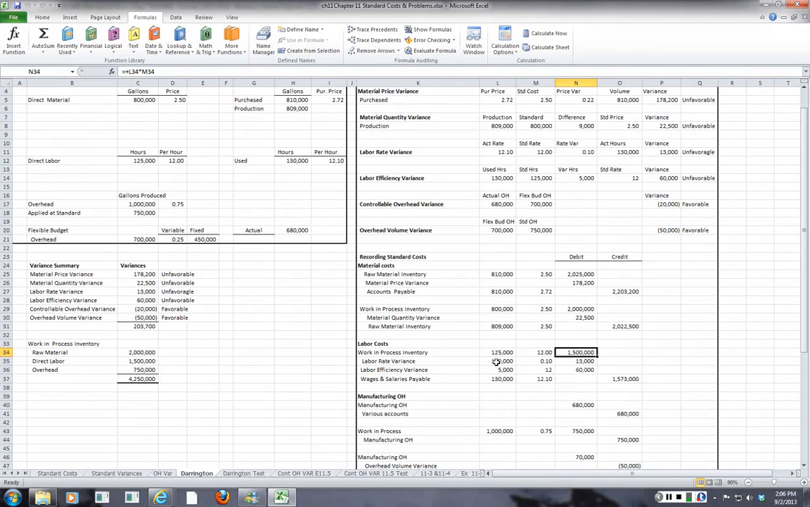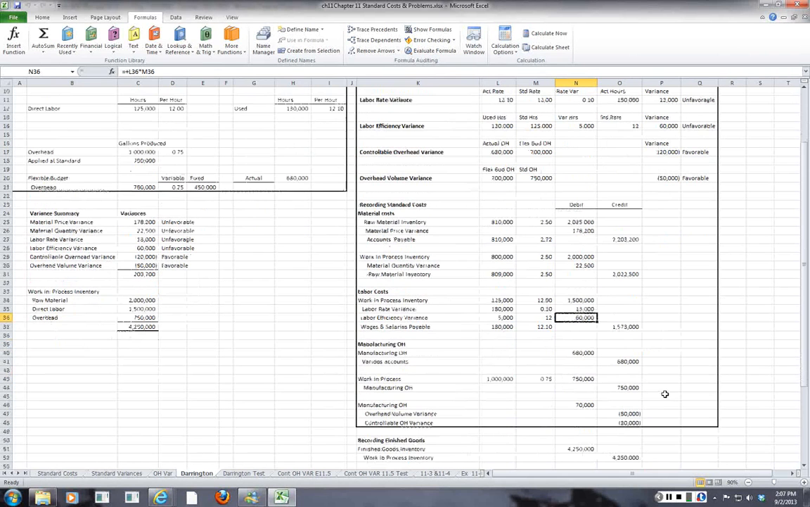Now we've got wages. We're going to pay 130,000 hours, which is what we've incurred here, at $12.10. So we're going to have accounts payable, wages and salaries payable of $1,573,000. So the difference between those two, the $1.5 million and the $1,573,000, is the labor rate variance of $13,000 and the labor efficiency variance of $60,000.